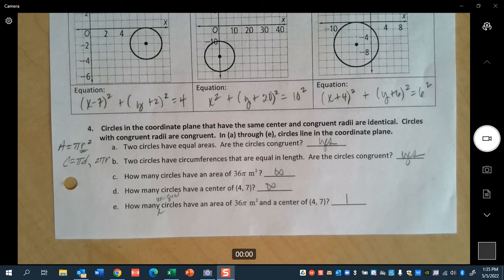But when I'm talking about how many unique, and if you need that word unique or the word distinct, they kind of mean the same thing, if you're asking me how many unique circles have that same center and that same area, that's a big fat 1. Just one circle. Questions on that?